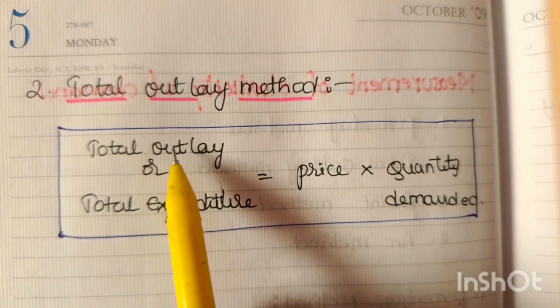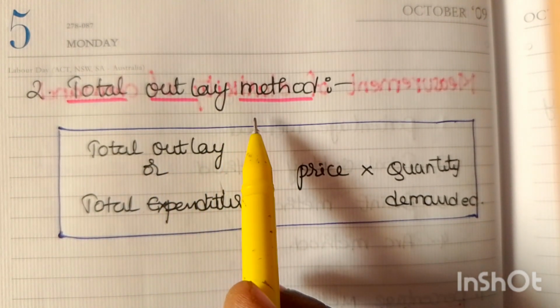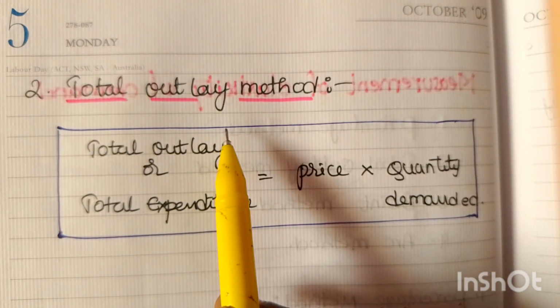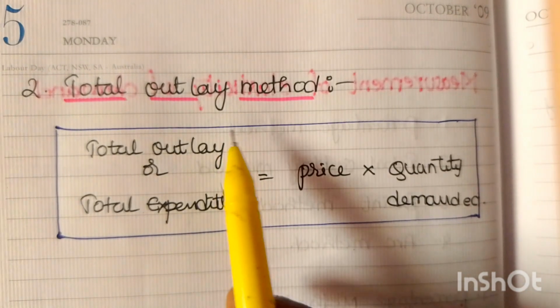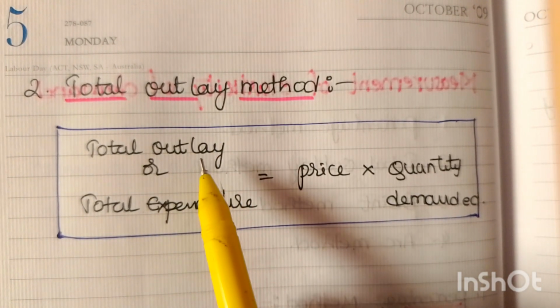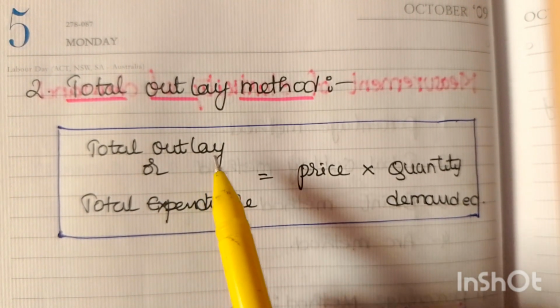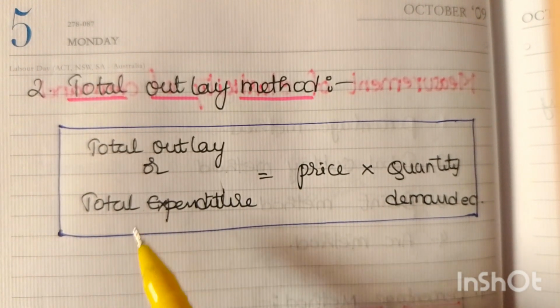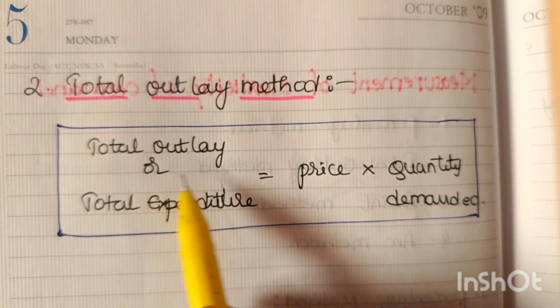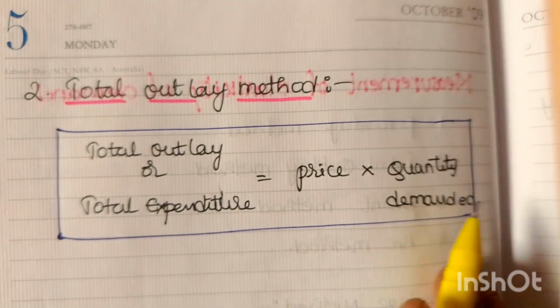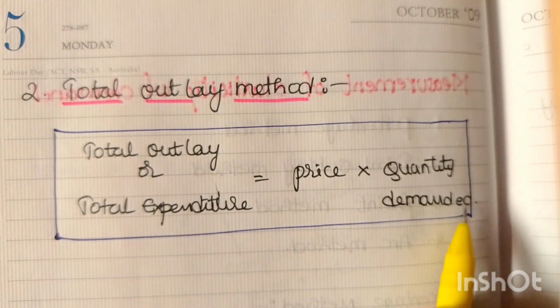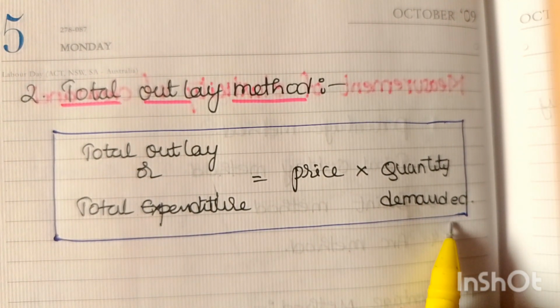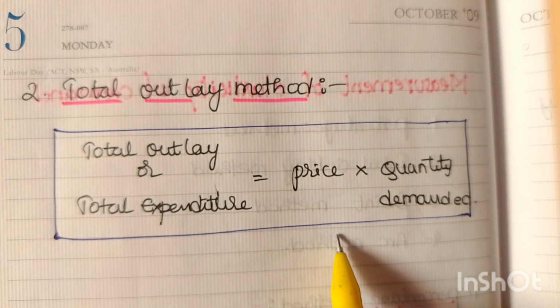The second method is the total outlay method. This method is also called the total expenditure method. In this method we are measuring the price before and after the change in quantity of demand. Here the total outlay, or total expenditure, is equal to price into quantity demanded. Let us understand with a table.